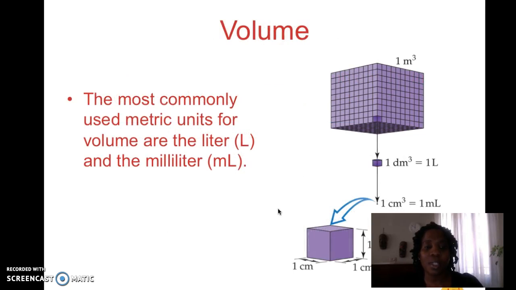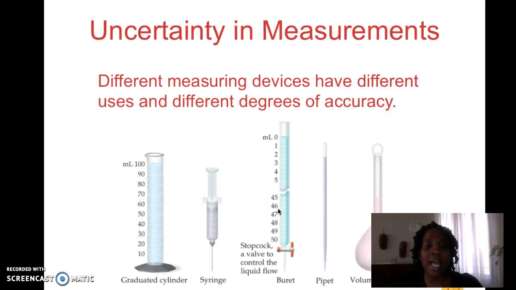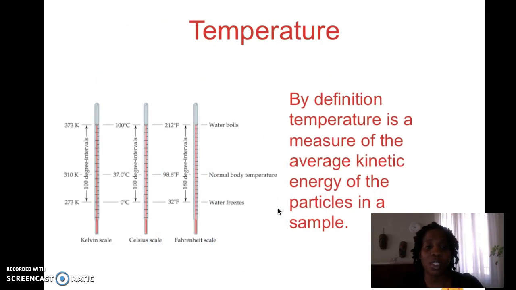The relationships that you have to be aware of are important as well. So make sure that you know what a liter is, what a milliliter is. Know that 1 milliliter is the same as 1 centimeter cubed on each side. You also have different measuring devices, all for the same type of quantity, such as volume, but it's important to recognize that each device has a different use and a different amount of accuracy, so that's very important.